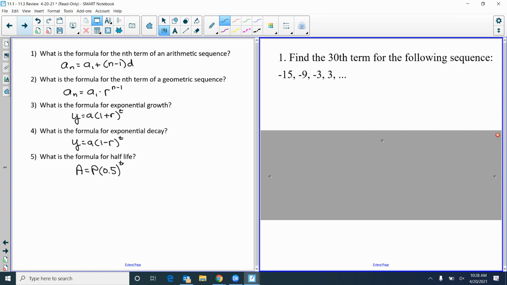It said for number one, just work on this. Let's find the 30th term for the following sequence. So just write that sequence down and think about what we need to do here. So that's a question you'll see here. Write the 30th term. Negative 15, negative 9, negative 3, and 3. Now look at that and you gotta determine, is it arithmetic or is it geometric? That's the first thing you need to determine.